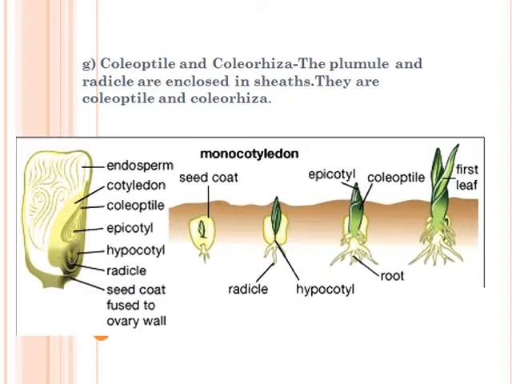Now at the upper part, below the plumule, you have the portion known as epicotyl, which is above the cotyledons, and hypocotyl is above the radicle. When these two elongate, there is a difference in germination in dicots and monocots. Here you can see the picture.